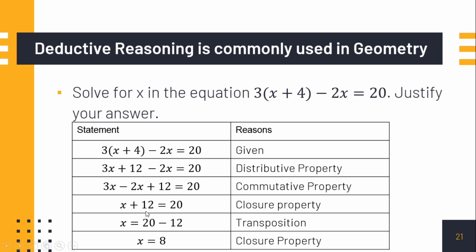And then we need to transpose or put 12 on the right side. So that will become x is equal to 20 minus 12. And that is transposition. So x is equal to 8 and that is closure property. So that is an application of how we're going to apply deductive reasoning.